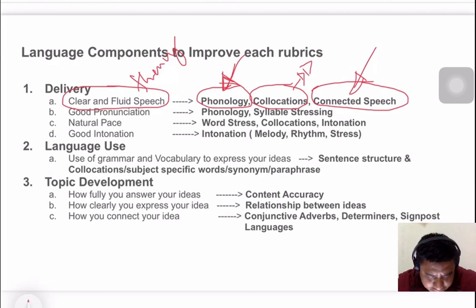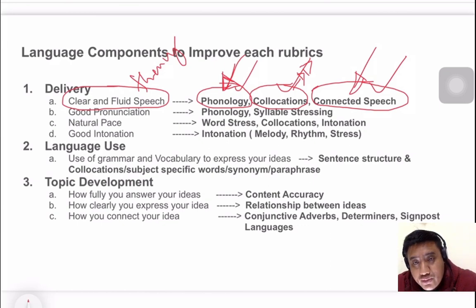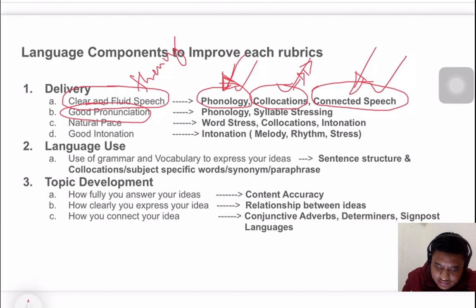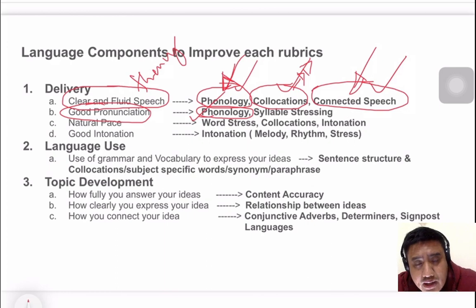So to improve your clarity and fluency, you can concentrate on phonology, collocations, and connected speech. And if you want to watch videos, there are a lot of videos on those three aspects that you can watch on YouTube. Now the second one is good pronunciation. When we talk about pronunciation, you have to know the individual sounds. That's why you need to study phonology.